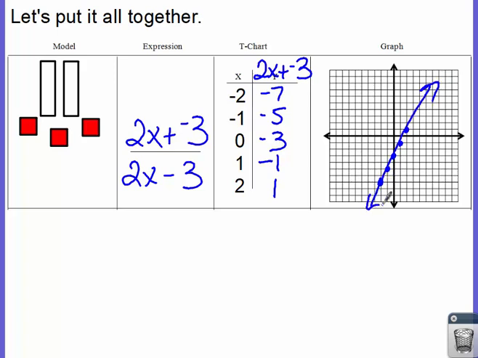And that's all there is to BBOA, the connection between the model, the physical model, creating an expression from that model, creating a T-chart from that expression, and then creating a graph from that T-chart.